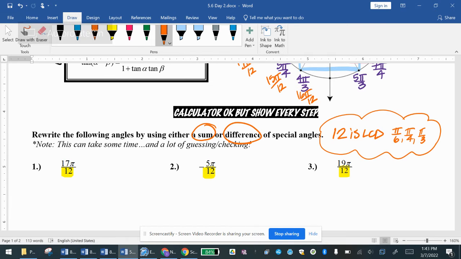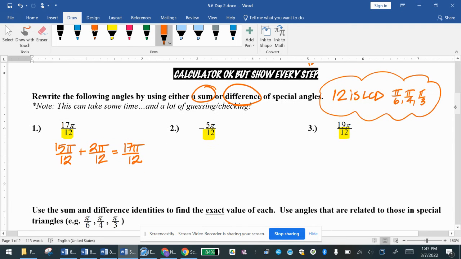Okay, so there are infinitely many correct answers here. For example, you can use 15 pi over 12 plus 2 pi over 12. That creates 17 pi over 12. I remember someone in class said 21 pi over 12 minus 4 pi over 12. That would be 17 pi over 12. And there's different combinations, so you can use addition or subtraction.